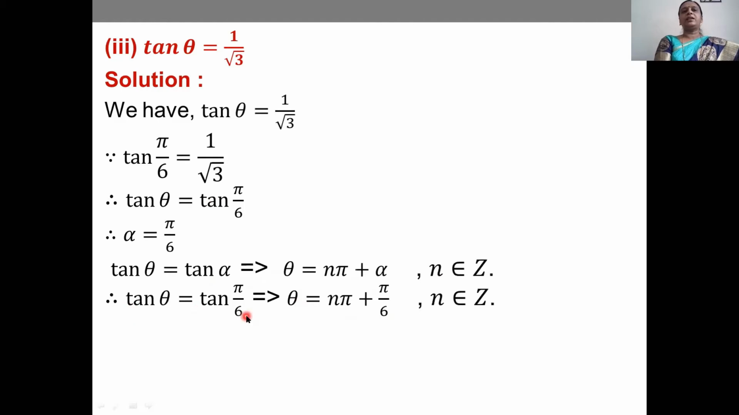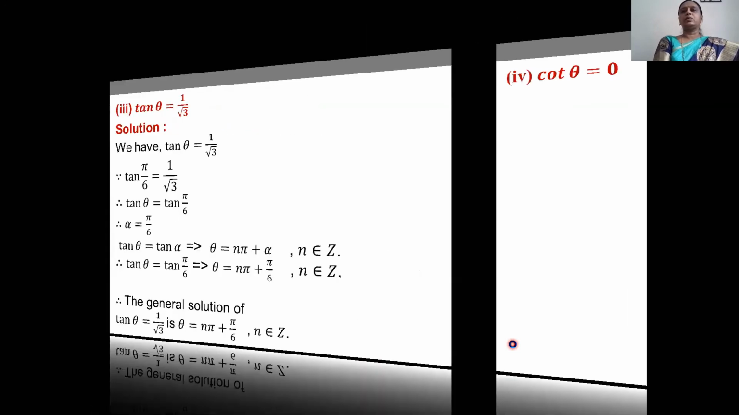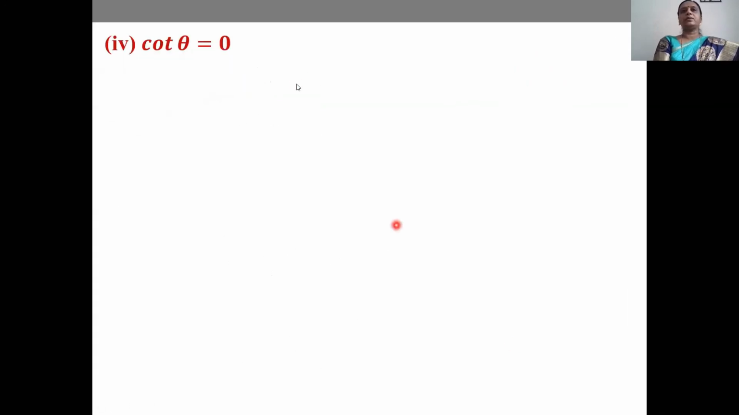Now, this tan theta is equal to tan pi by 6 is nothing but our problem tan theta is equal to 1 by root 3. The general solution of tan theta is equal to 1 by root 3 is theta is equal to n pi plus pi by 6, where n belongs to Z. Means if you know the remarks or theorems on how to find the general solution, then it is very simple to find the general solution of any trigonometric function.